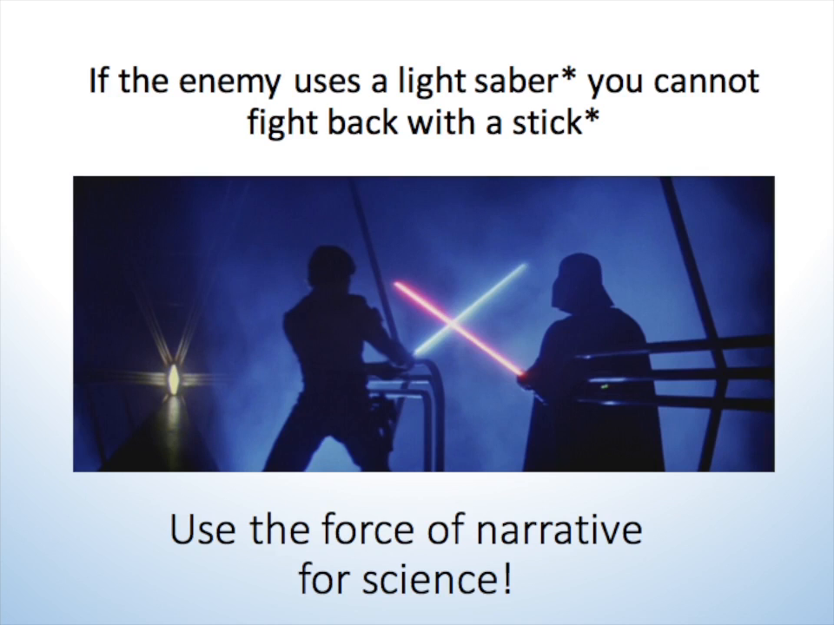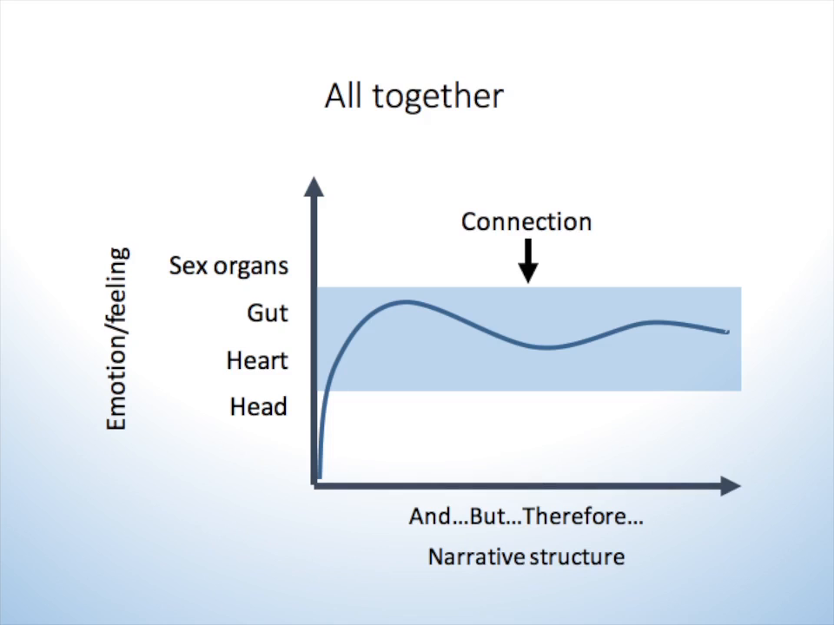So, putting it all together, going back to the vertical axis. Once again, now it's upside down, so it goes from head, heart, gut, sex organs, and that basically measures how much emotion and feeling you get into that story. And on the horizontal axis here, you have your narrative structure. So the story starts, and then it goes up.